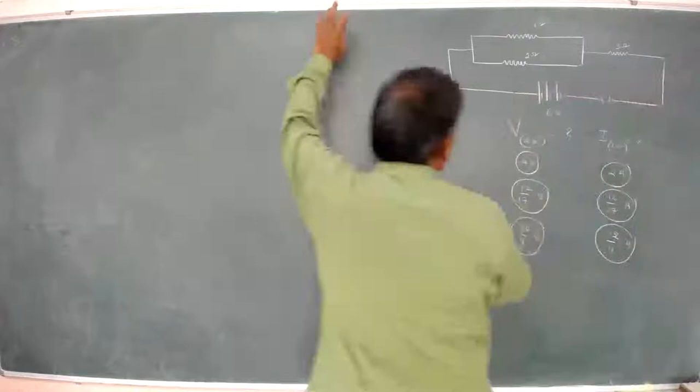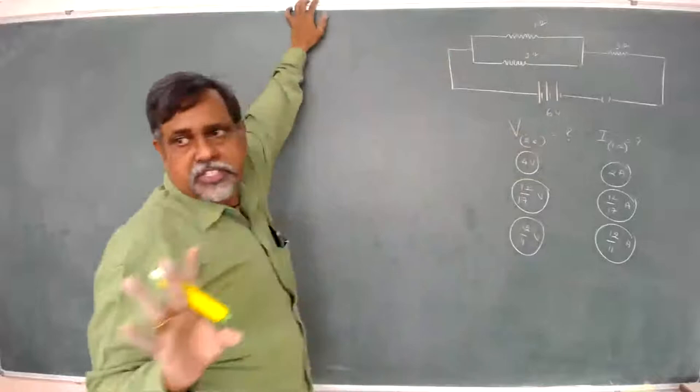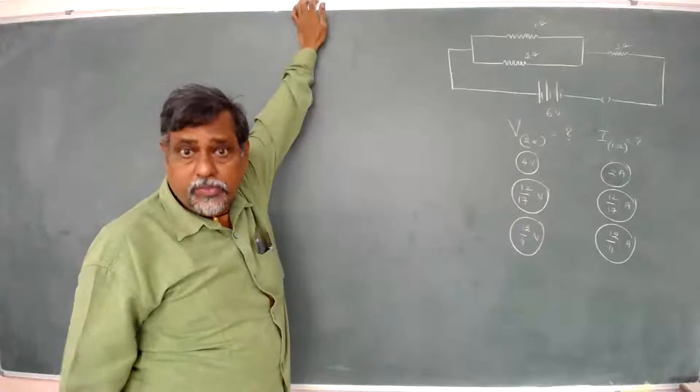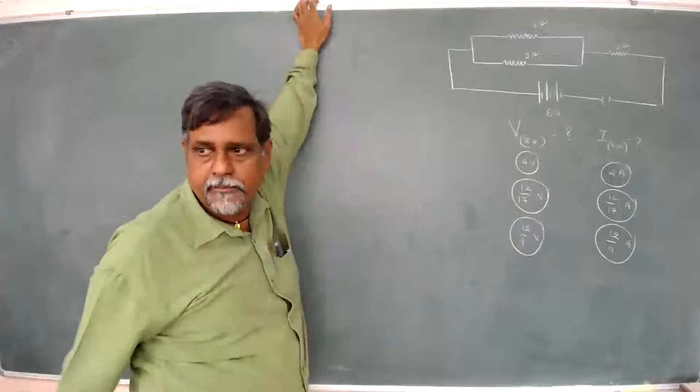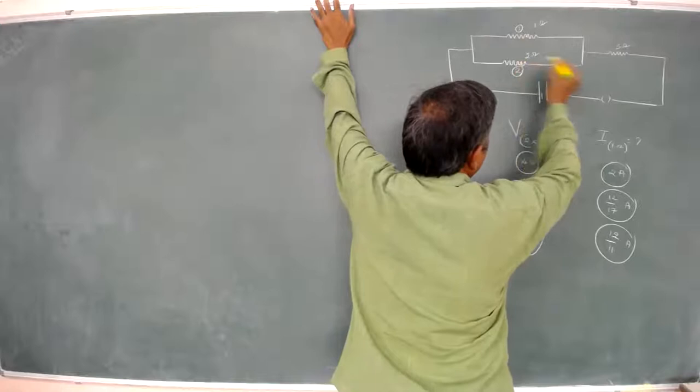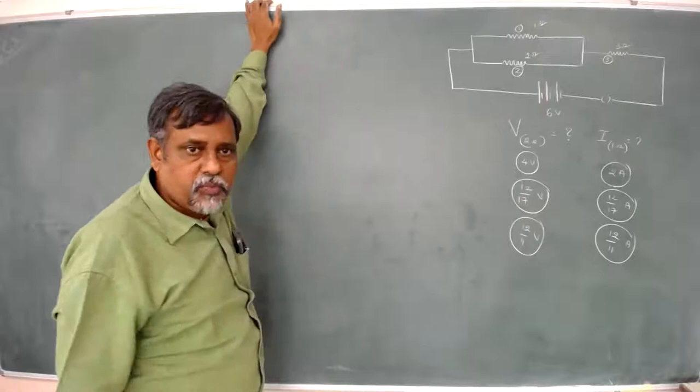In this given network, there are only three resistors. Sometimes there will be many resistors, and I will give you that in the next problems. Sometimes there could be 10 or 15 resistors. First of all, you have to name them. This is one, this is two, this is three. So resistors one and two are in parallel. This complete parallel combination is in series.